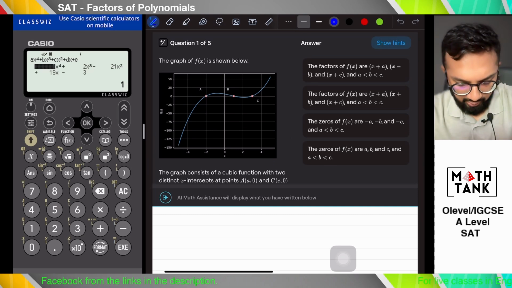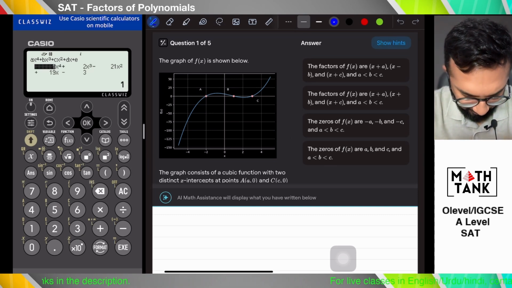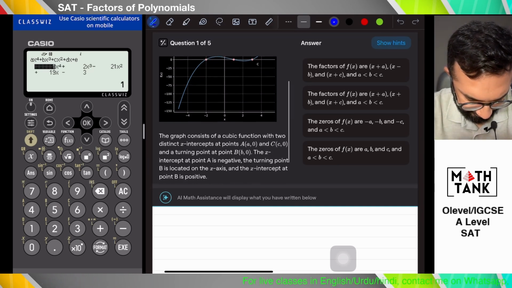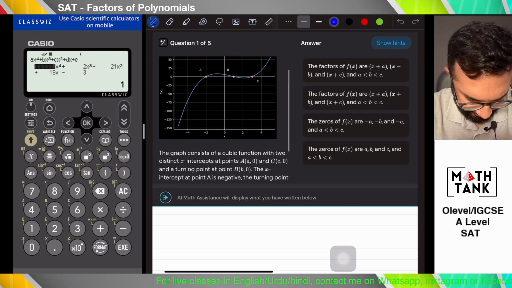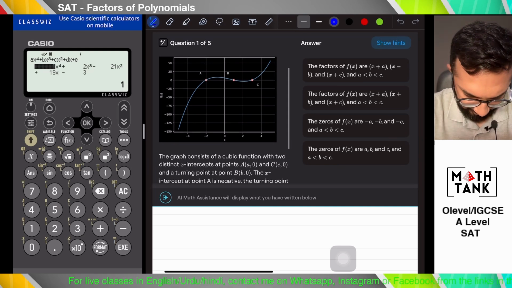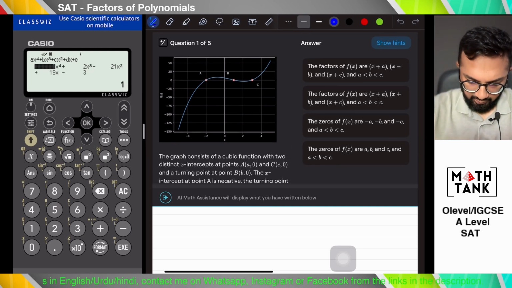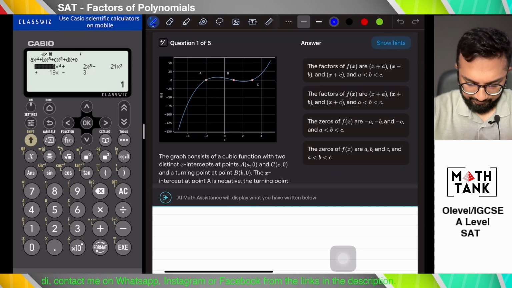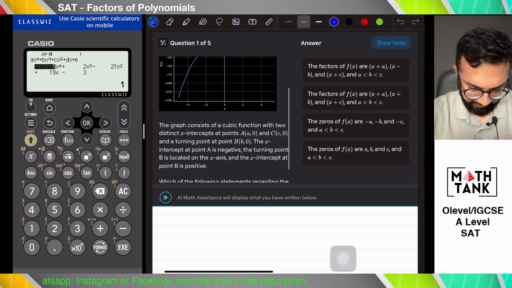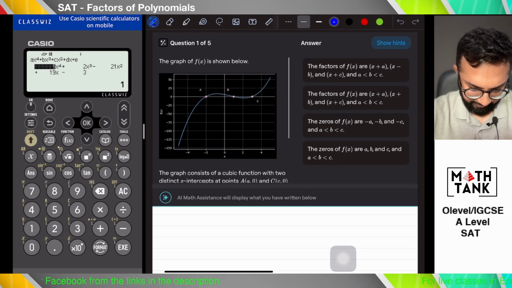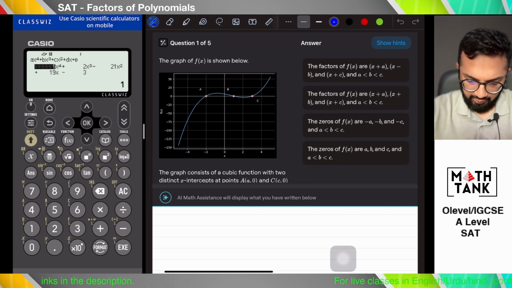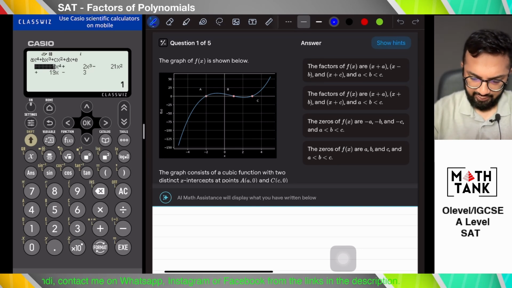The factors of f of x are A, B, and C. No, B and C should have the same signs, and A should have the opposite sign.